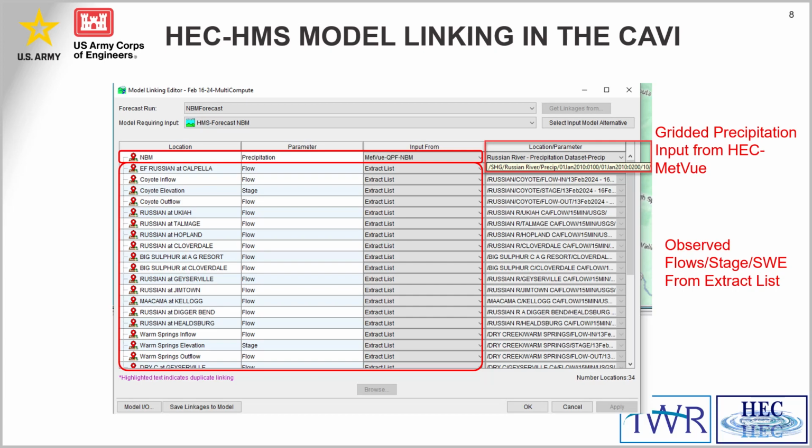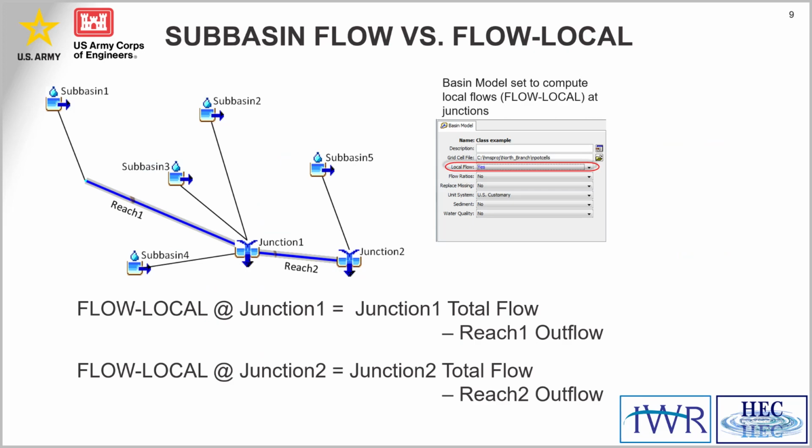And then one other thing of interest for the real-time modeling is noting the difference between subbasin flow and flow local. This is an option that can be selected in the basin model. So we can see here we have local flow. When we turn this to yes, we haven't saved it yet because it's blue, but we changed it to yes. And so this is differentiated by various things in that, let's say we have flow local on, we look at the flow local here at junction 1, it's just going to take into account the flow coming into the junction from the subbasins and not from the reach.